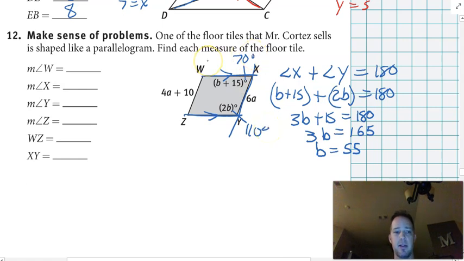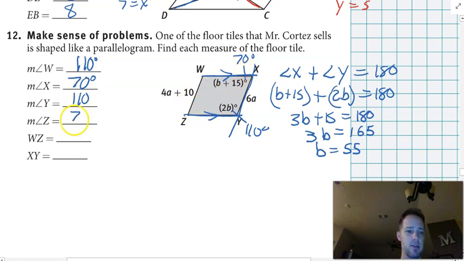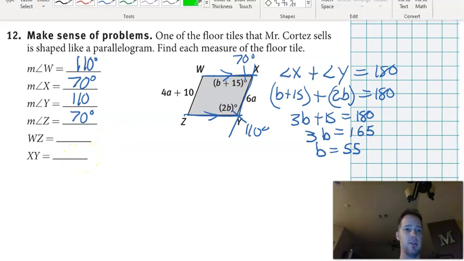And now these opposite angles are congruent as well. So then W will equal 110. X is going to equal 70. Y is going to equal 110. Z is opposite with 70, so those are congruent. WZ and XY, we haven't solved those yet, so let's go ahead and do that one.